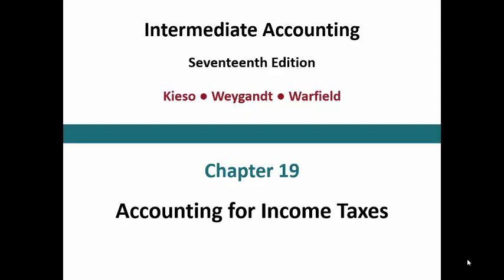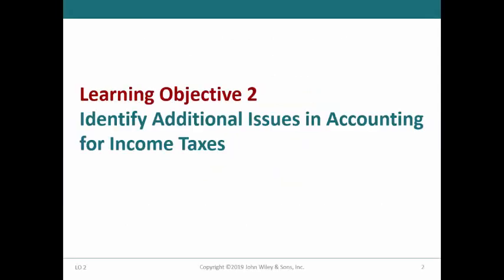This is a presentation of Chapter 19, Accounting for Income Taxes. In this part of the presentation, we will provide more examples of temporary differences that result in deferred tax assets and liabilities, as well as discuss permanent differences that will never reverse and the effects of changes in tax rates.